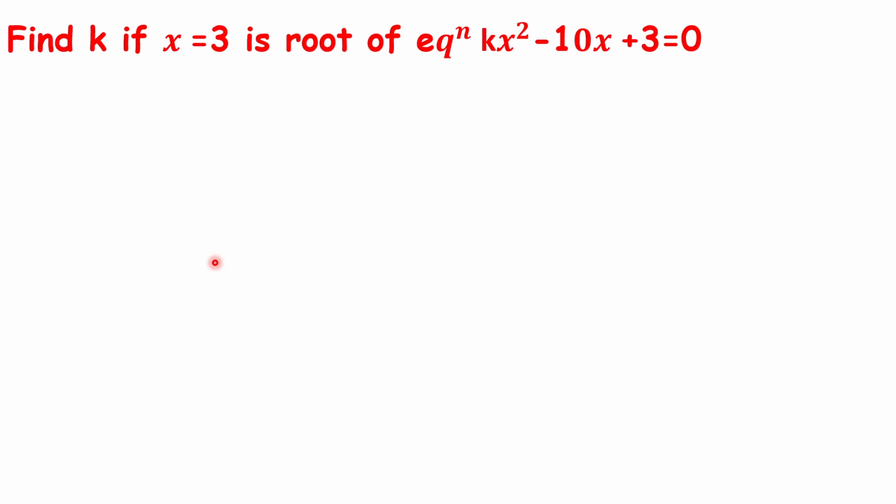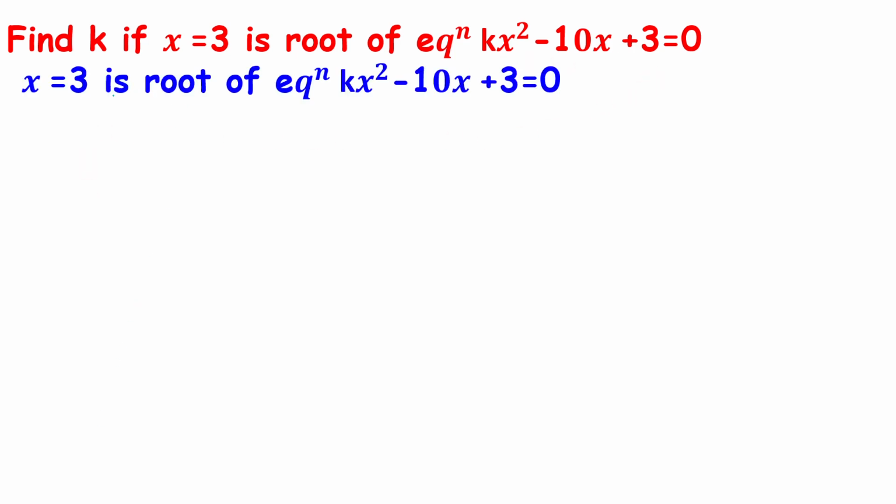Find k if x is equal to 3 is the root of the equation kx square minus 10x plus 3 is equal to 0. Here x is 3. x is equal to 3 is the root of the given quadratic equation. Means the value 3 satisfies the given quadratic equation. Therefore put x is equal to 3 in this equation.